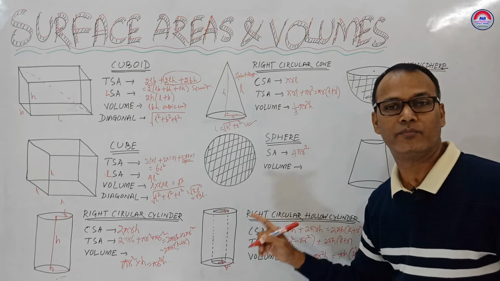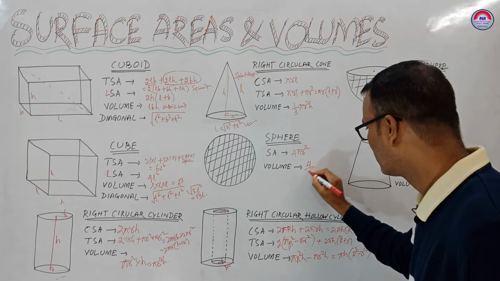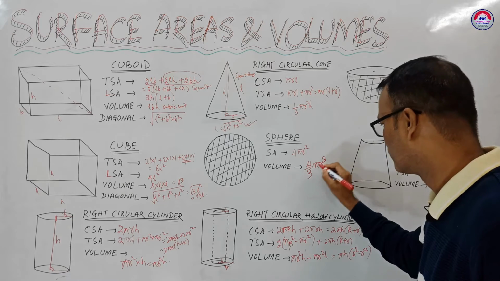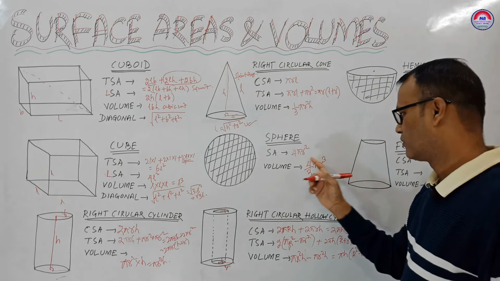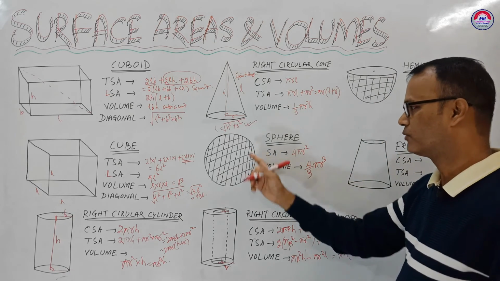Then what is the volume? Volume formula is 4 by 3 pi r cube. It is cubic unit. 4 by 3 pi r cube is the volume of the sphere.